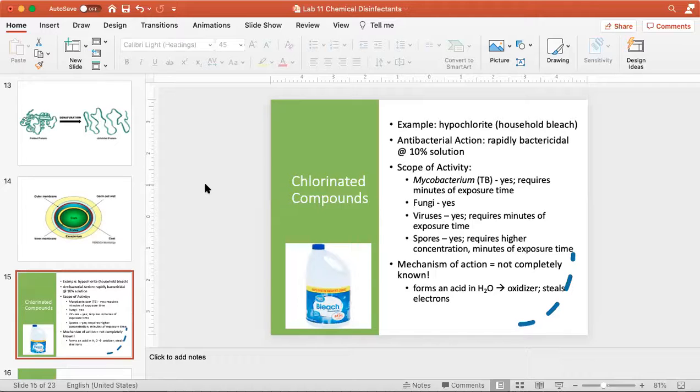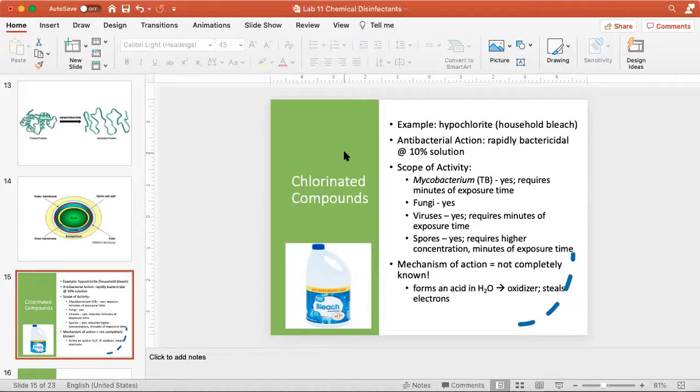The next family of chemicals are chlorinated compounds, and the most common chlorinated compound is plain old bleach. All household bleach is, is a chemical called hypochlorite. And obviously you can go right into any store and buy a jug of hypochlorite, a jug of household bleach.